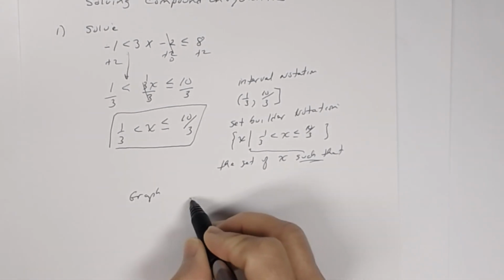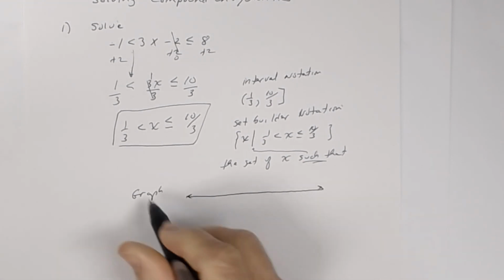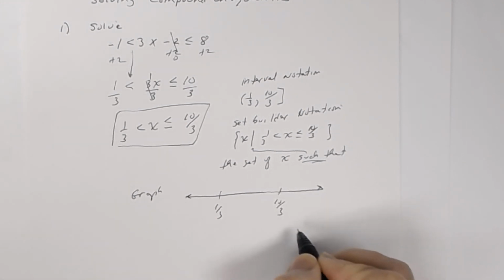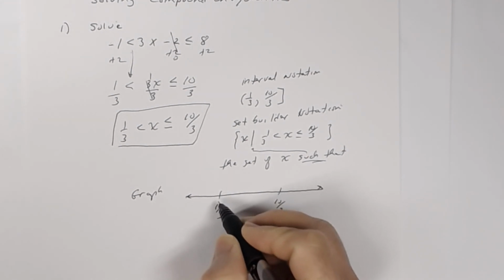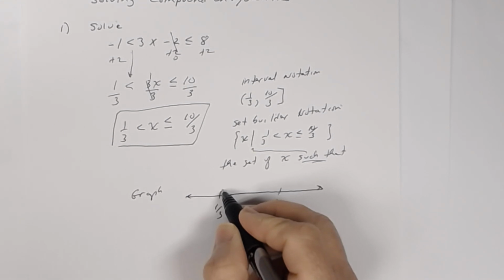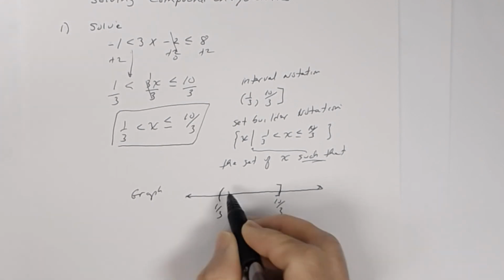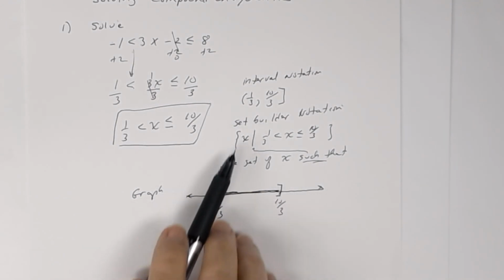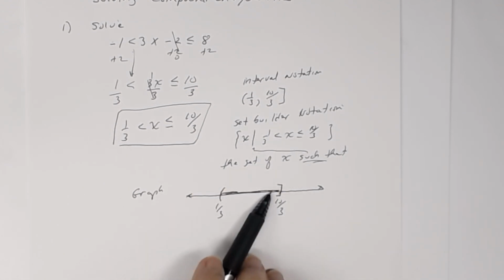And then finally, you have to graph. Since you're doing this by hand, all you do is this. Put 1/3 here, and put 10/3 here. Now you need to use parentheses or brackets in MyMathLab and on the worksheet. So you're going to put a parenthesis like this, a bracket like this, and then you're going to shade in everything between them.